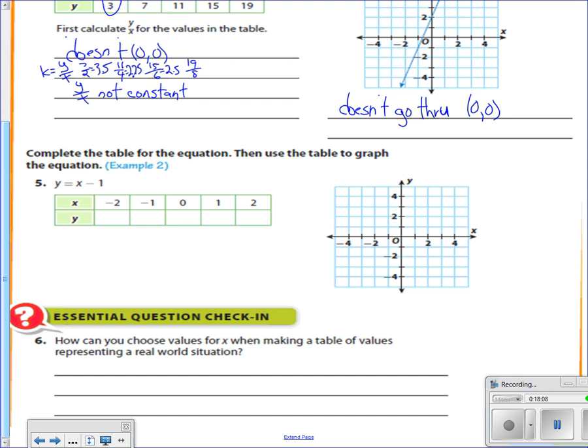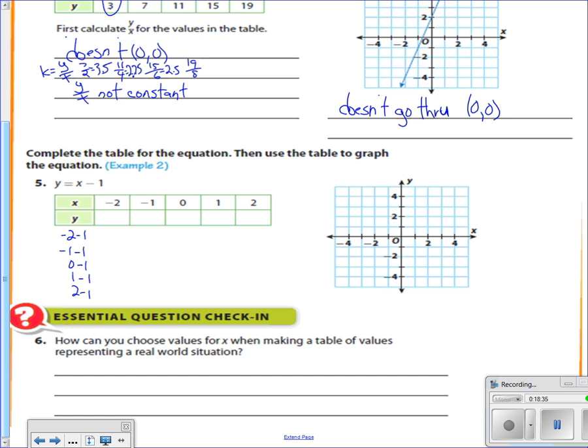All right, number 5, complete the table for the equation. Then use the table to graph the equation. So we need to do this table, and then we're going to make the graph. We did this on your turn earlier. So our equation is y equals x minus 1. So let's plug in our x values into the x to get our y. So negative 2 minus 1, negative 1 minus 1, 0 minus 1, 1 minus 1, and 2 minus 1.